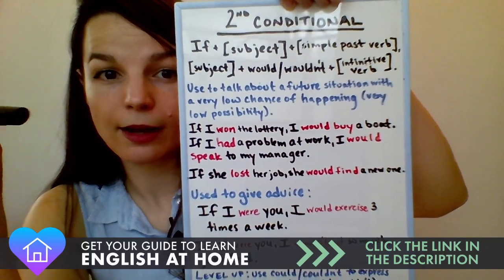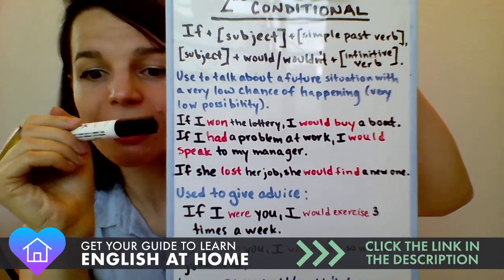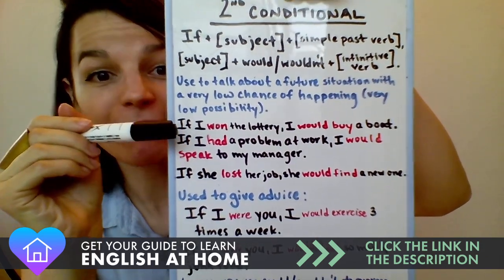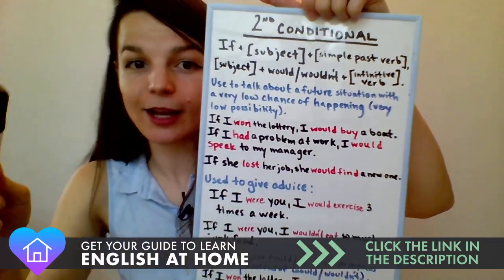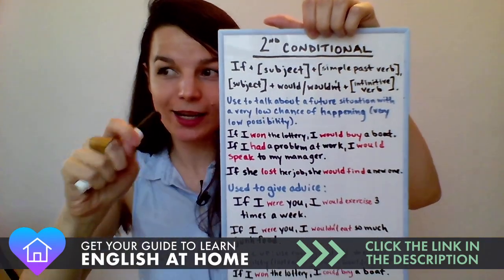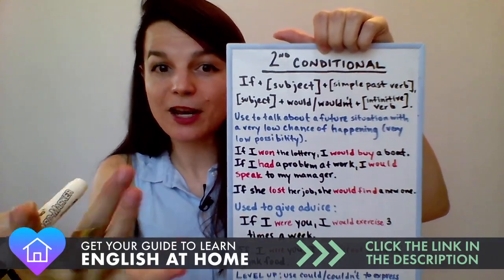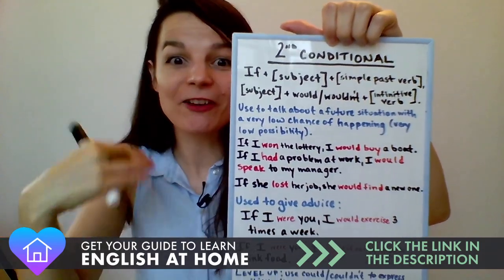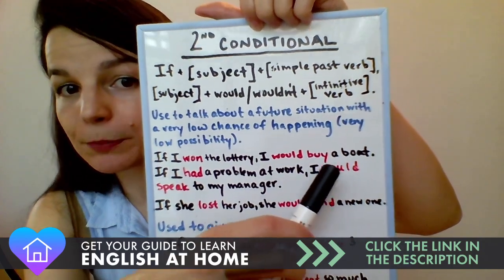If I won the lottery, I would buy a boat. What's the lottery? The lottery is a game you can play. You buy a ticket in most cases, and if the numbers on your ticket match the contest numbers, you win a lot of money. So if I won the lottery, I would buy a boat.